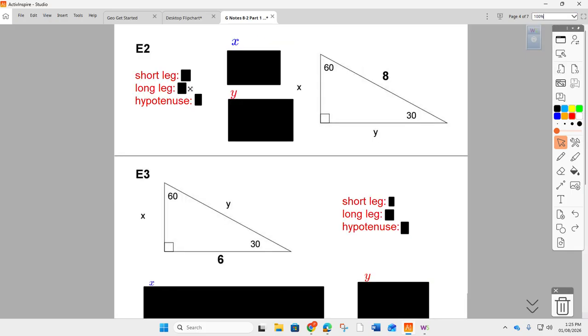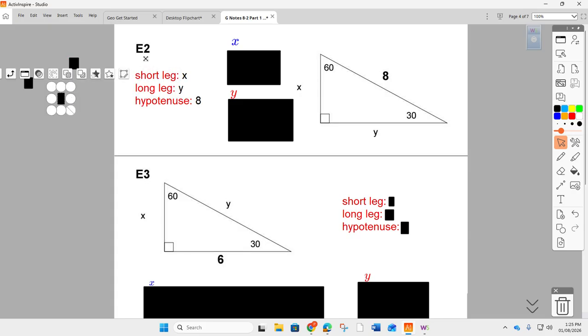So for this example, we see the hypotenuse is 8. Short leg, long leg. So let's go ahead and fill that in. Short leg across from the 30-degree angle is x. The long leg across from the 60-degree angle is y. And the hypotenuse is 8.